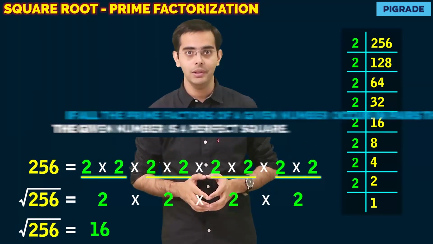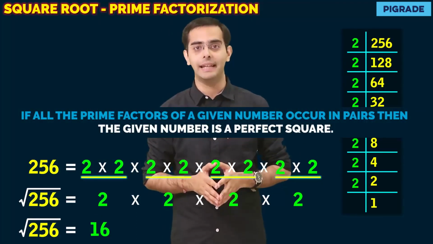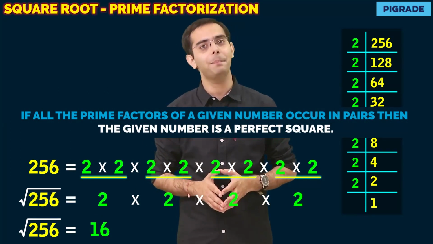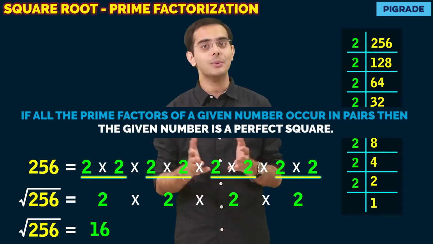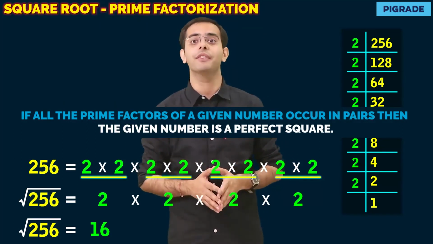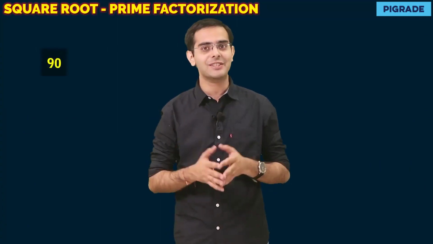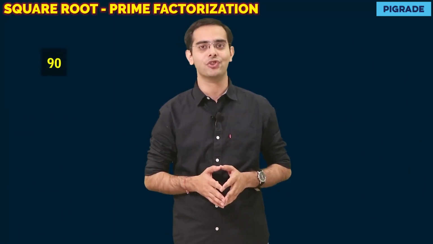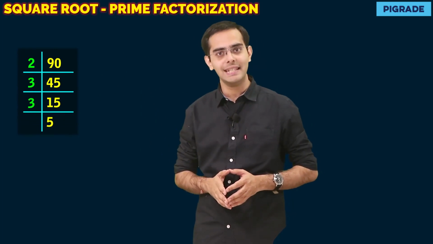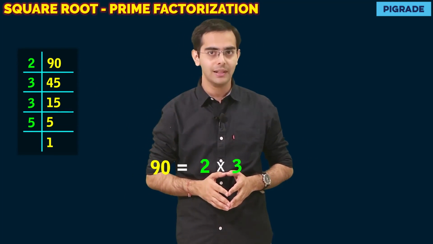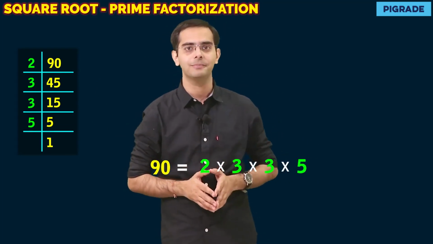So here we can conclude that if all the prime factors of a given number occur in pairs, then the given number is a perfect square. So using this method, we can also check if a given number is a perfect square or not. Can you check if 90 is a perfect square or not using prime factorization? So let's prime factorize 90. So this is the prime factorization of 90, and so we get 90 equals 2 multiplied by 3 multiplied by 3 multiplied by 5.